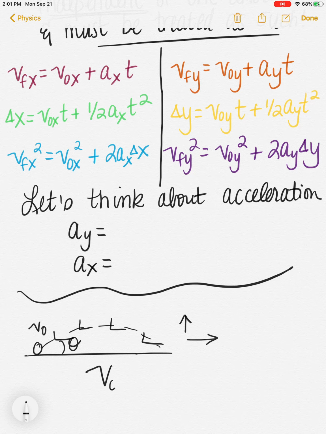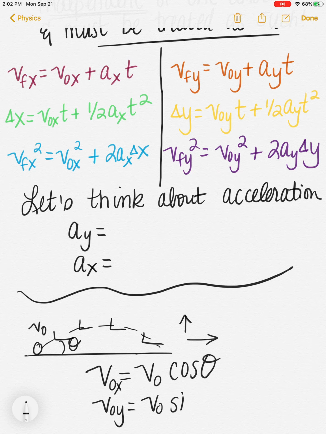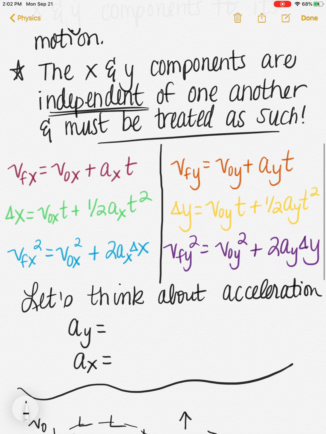So we could say that initial velocity can be broken into an x component, and the x component of that is equal to the initial velocity total times cosine of theta. The initial y component of the motion is equal to V0 sine theta. All right, so that's how we begin breaking these into their x and y components.